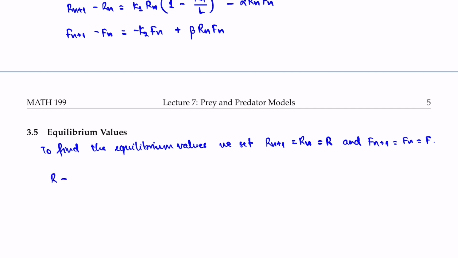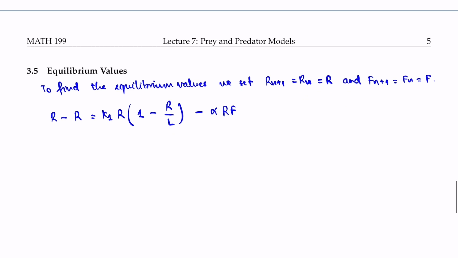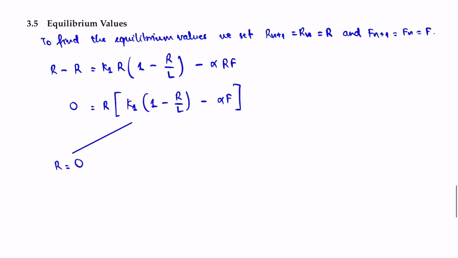So R minus R is equal to k1 times R times (1 minus R over L) minus alpha times R times F. On the left hand side, we get 0. On the right hand side, R is a common factor. So you're left with R times (k1 times (1 minus R over L) minus alpha times F). So in this case, you have that either R is equal to 0 or k1 times (1 minus R over L) minus alpha times F is equal to 0.